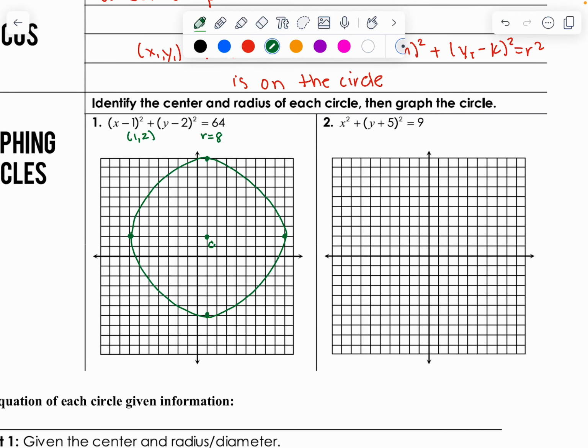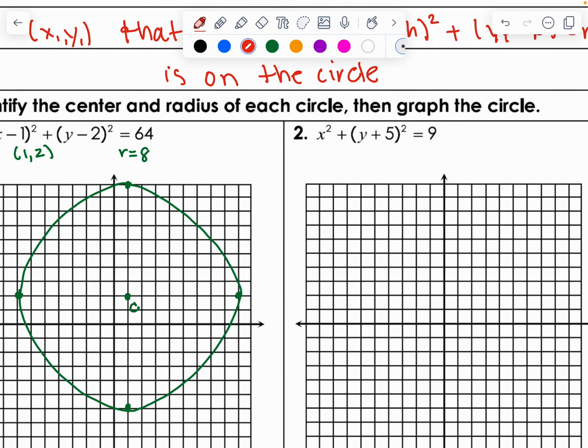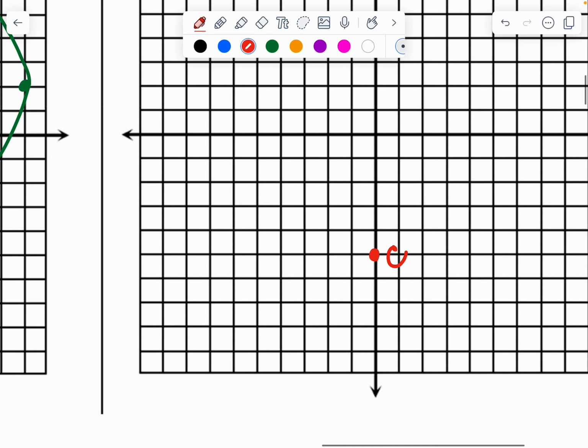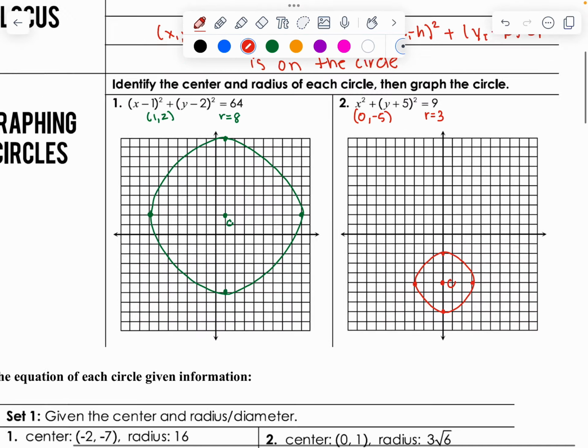So let's go ahead and do the second one. First, we identify the center of the circle. Since x has not been shifted at all, it's 0. And for y, we're using the opposite, so it's down 5. So (0, -5). We will label that with a C. And then our radius is going to be 3. So in all 4 directions, we will go 3 spaces. 1, 2, 3. 1, 2, 3. And connect that with the most circular shape you can draw. It should not have points. It should look like a circle.